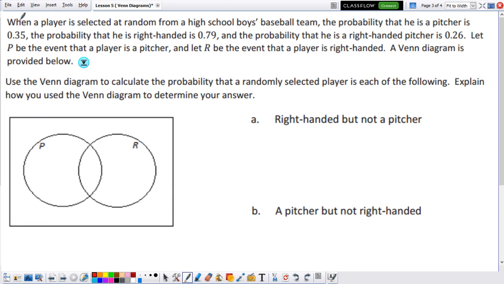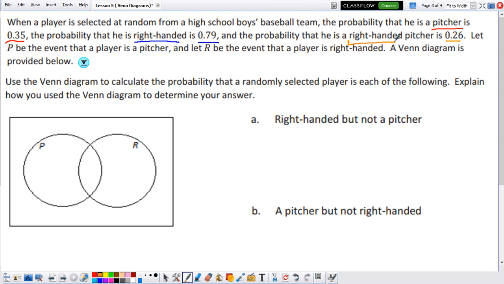Here, we're talking about when a player is selected at random from a high school boys baseball team, the probability that he's a pitcher is 0.35. So we're in a high school, and there's a probability of 0.35 that a student will be a pitcher. Now, the probability that he is right-handed is 0.79. And the probability that he is a right-handed pitcher is 0.26.